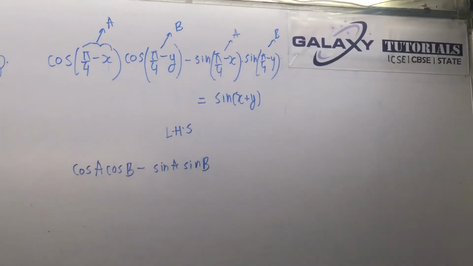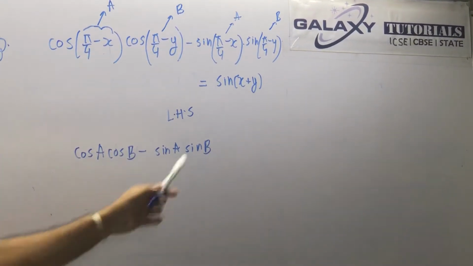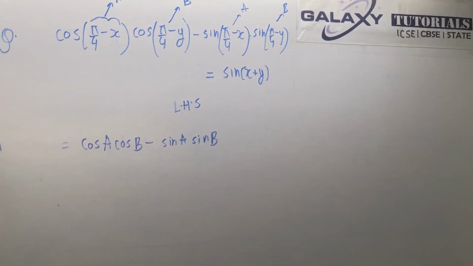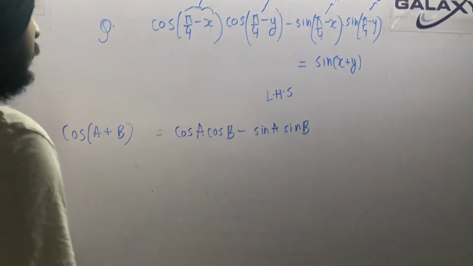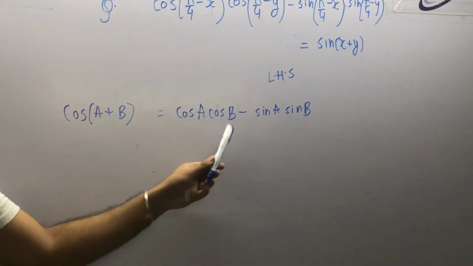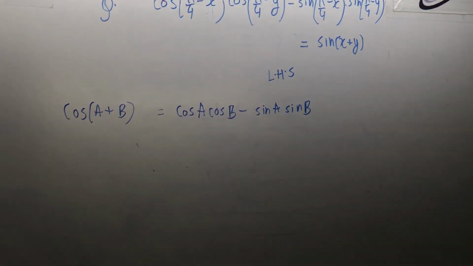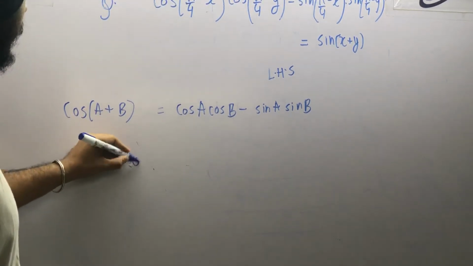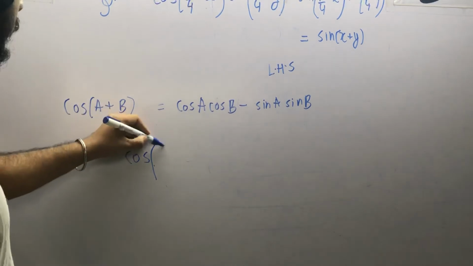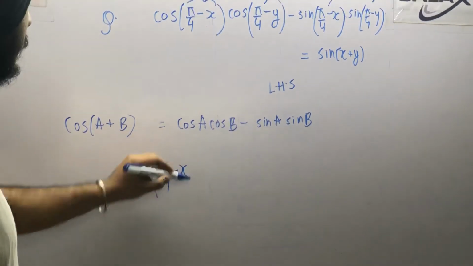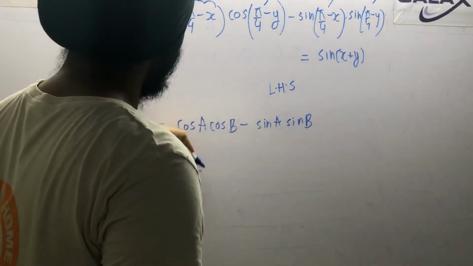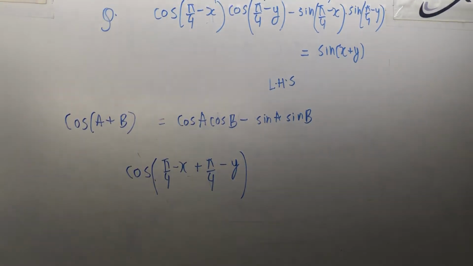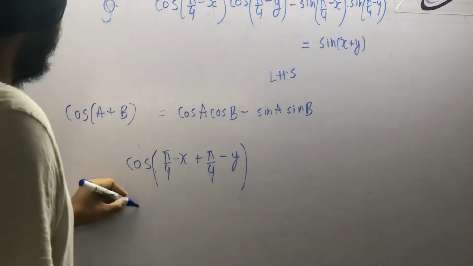You have studied the identity. Okay. What is this identity? You know that. That is cos of A plus B. You know this, right? Cos of A plus B is equal to cos A cos B minus sin A sin B. We have done the derivation also. So we know that this side, just put the values of A and B now. What is A? Pi by 4 minus x. What is B? Pi by 4 minus y. Okay. Now we will simplify this further.